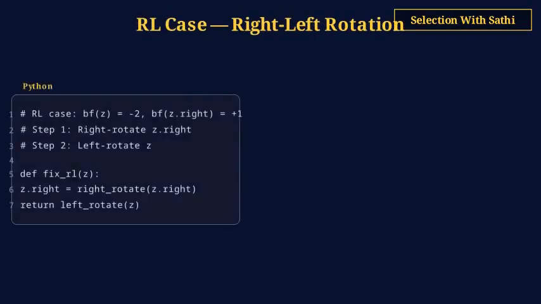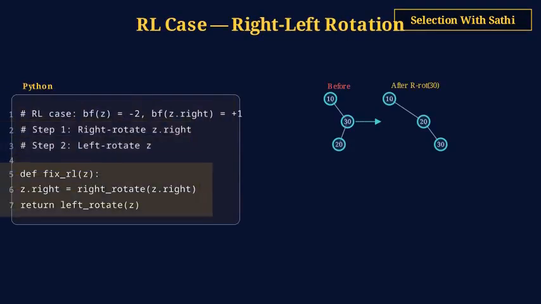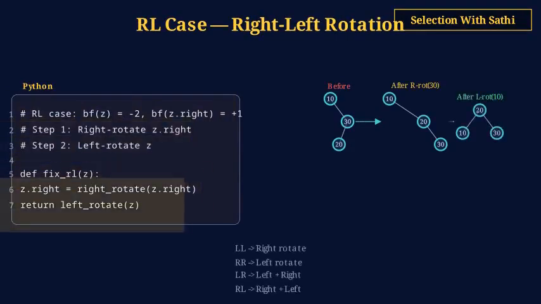The RL rotation is the mirror of LR. Node Z has balance factor -2, and its right child has balance factor +1. Look at line 3. First, right rotate Z's right child. This converts the problem into a standard RR case. Line 5, then left rotate Z. Two rotations, and the tree is balanced again.